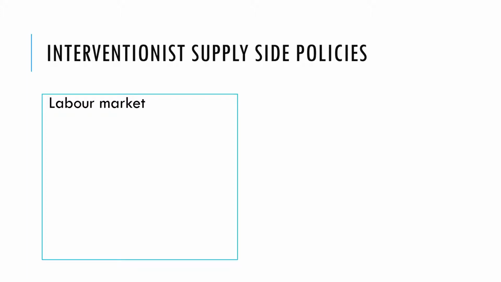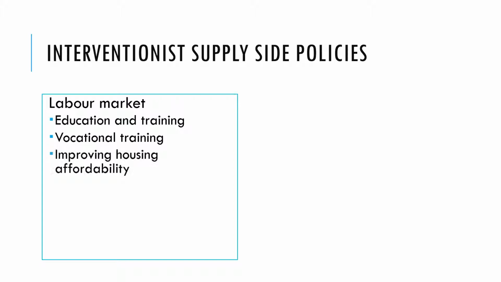In terms of the labour market, these would be more interventionist approaches that would encourage firms to produce more. Providing education and training to the workforce would enable firms to have a more skilled workforce, which could increase the scale of production. Providing more vocational training, for example, apprenticeships in particular careers, would again provide the businesses with a more skilled workforce, incentivizing them to increase production.